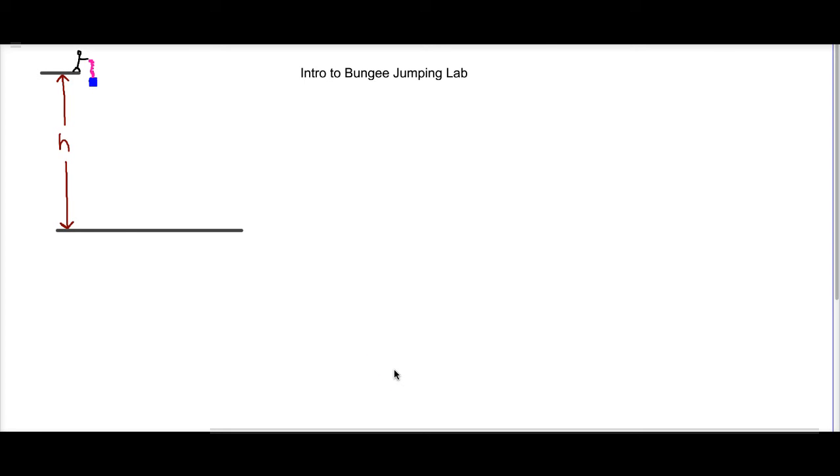All right, so this is the introduction to the bungee jumping lab that we'll be doing during the midterm testing period. So in this lab, what you'll be doing is taking a weight of some sort, and you will be making your own bungee jumping apparatus so that whoever gets closest to the floor here from the third floor of the building, when the weight is attached to your bungee jumping system, will earn the most points.